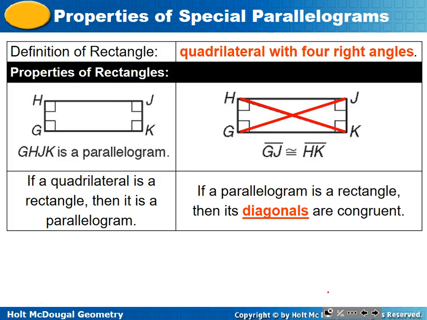Now the new property today that we're going to go over is that when we have a rectangle, its diagonals are congruent. Let's talk about what that means. This is GJ right here. GJ is congruent to HK. That's true, but we also still know that the diagonals bisect each other. So if the diagonals bisect each other, let's go ahead and put a letter here, HE is congruent to JE, is congruent to KE, is congruent to GE. That's just another thing that we know because the diagonals are congruent and they bisect each other.